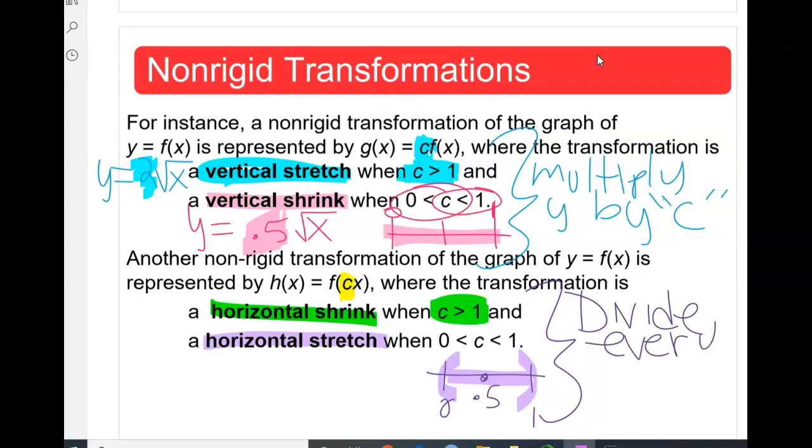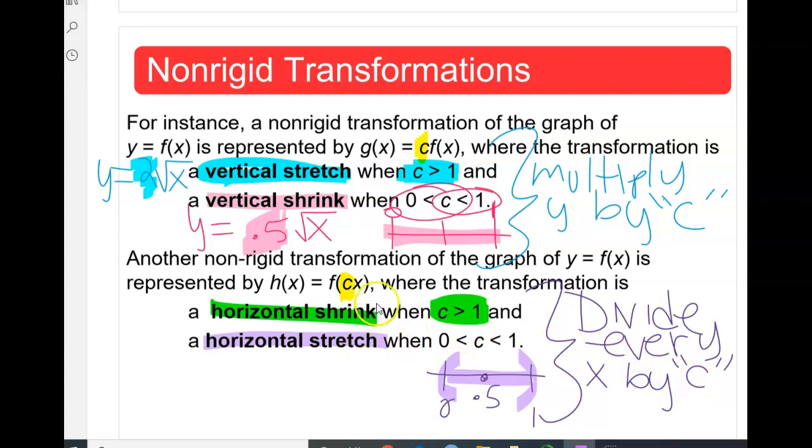Divide every x, in this case, by c. And how do you know if it's a horizontal or a vertical stretch or shrinking? Depending on where the constant is located, the constant that's multiplying the function or the x value. So if it's outside the parentheses that goes with the x, the change happens to the y. Therefore, we multiply c times y. If the change happens directly to the x, we divide every x by the constant.